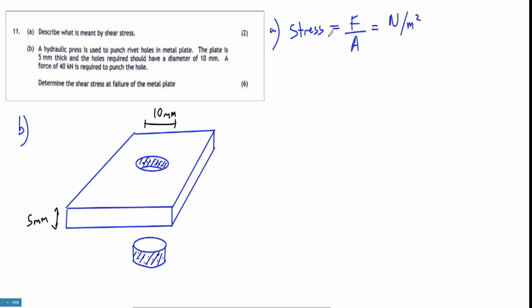Let's see. Stress. So we want to bring it to its failure. So we got stress is equal to the force. Well, they've given us the force. They said it's 40 kilonewtons. I can drop it into regular newtons. I don't think it makes much difference. And then we need to calculate the area of this thing. So what is the area of that?